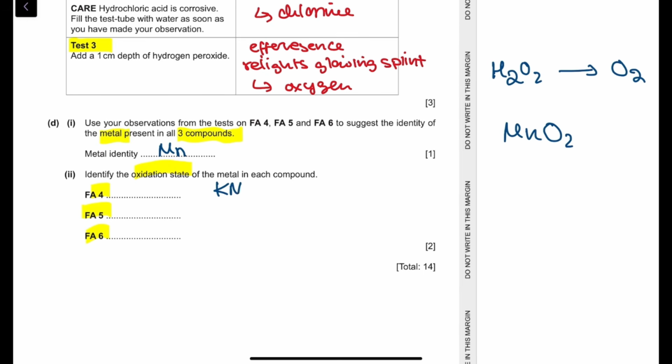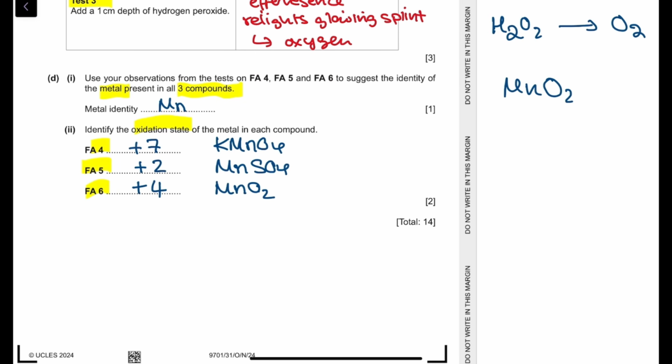So our first compound was potassium permanganate. Then we had manganese sulfate. Then we had manganese dioxide. So the oxidation state in potassium permanganate is actually +7. In manganese sulfate, it is +2, and in manganese dioxide, it is +4. So you may already know these oxidation states off by heart, but we can calculate them.